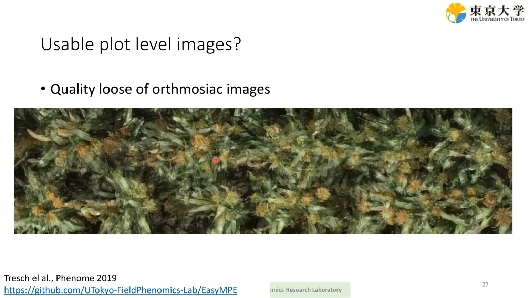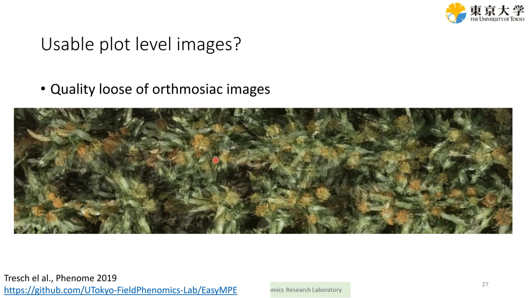So I had a question specifically about this image that you have now in front of you. Is this the average quality of these orthomosaic images? Yes, most probably.